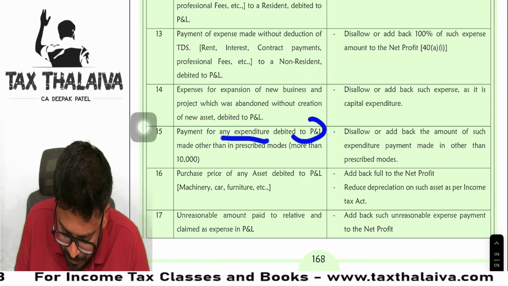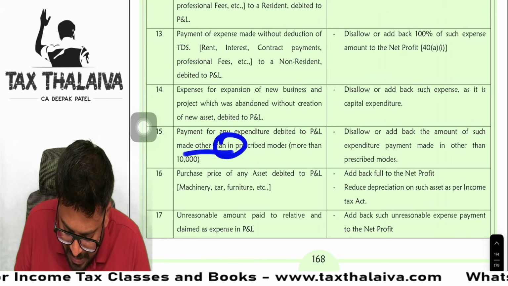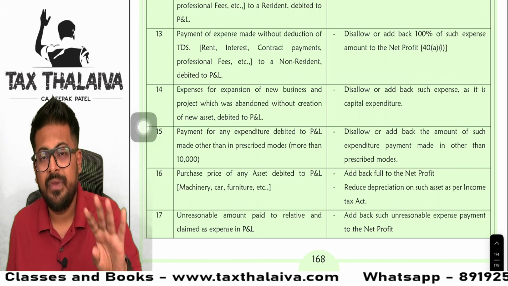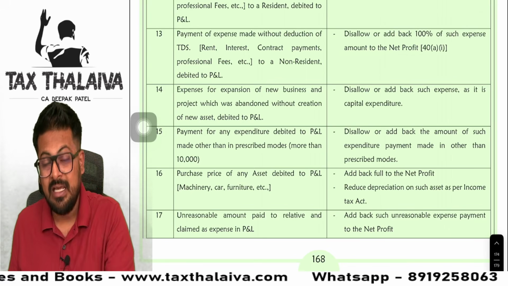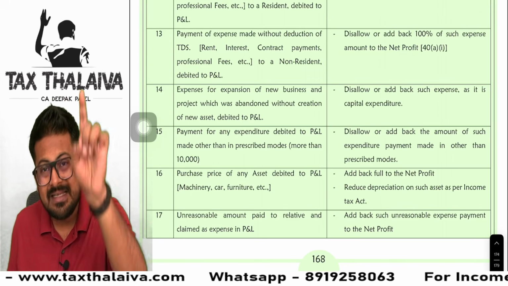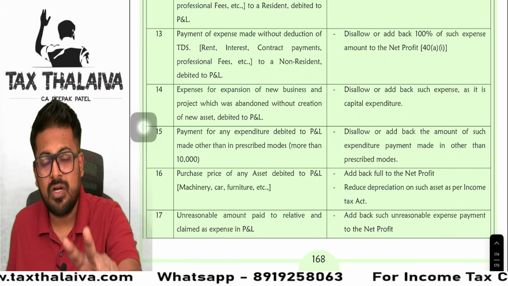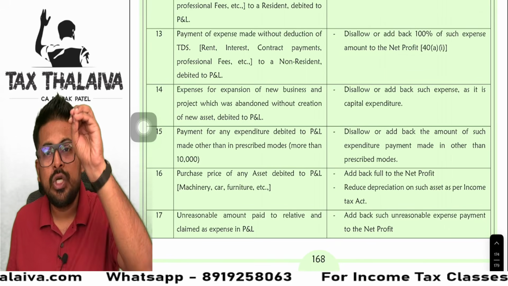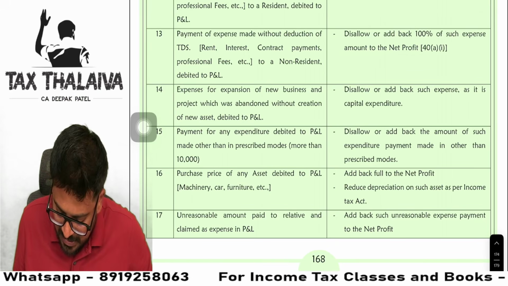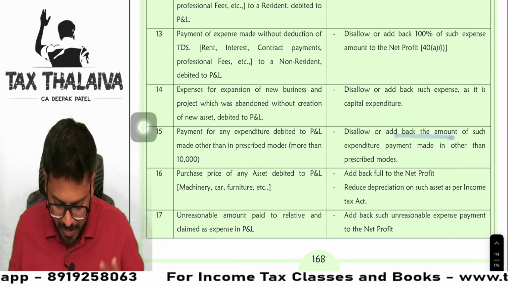Payment for any expenditure debited to profit and loss account made other than in prescribed modes. If you remember section 40A(3), it says that if any payment for expenditure is made for more than 10,000 in a single transaction, in a single day, other than in the prescribed mode, that expenditure has to be disallowed. So guys, this will be disallowed or added back.